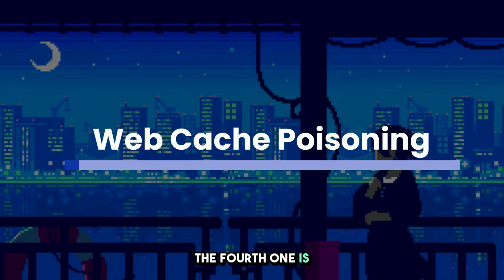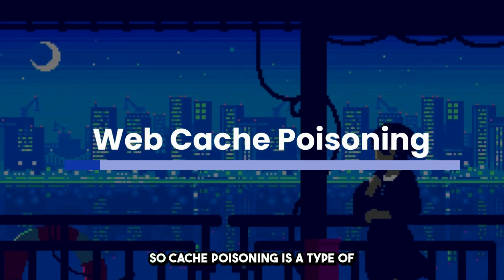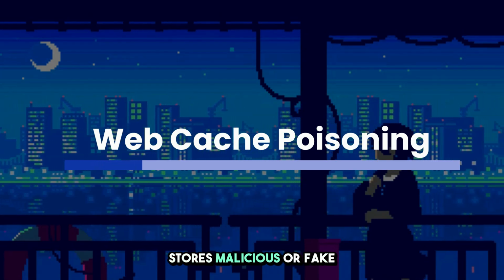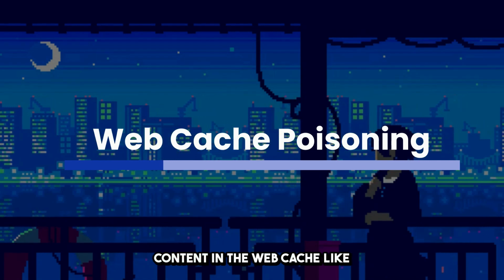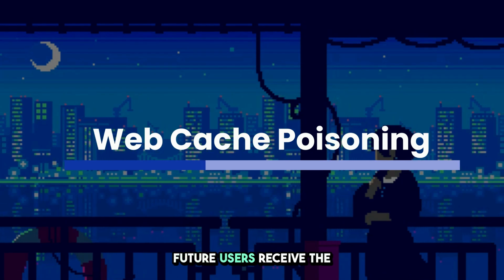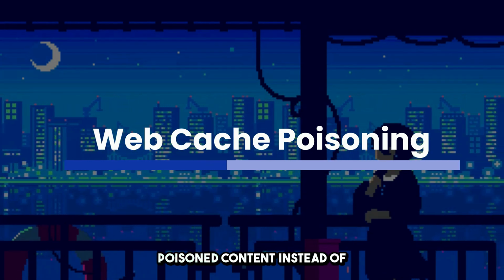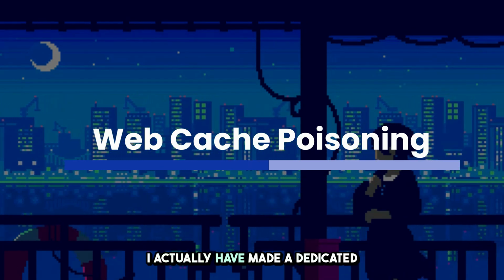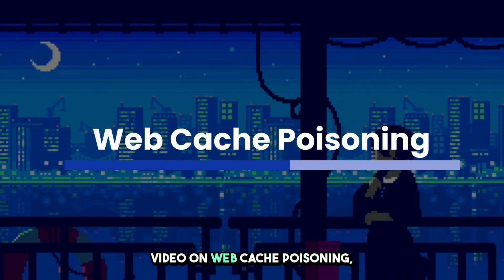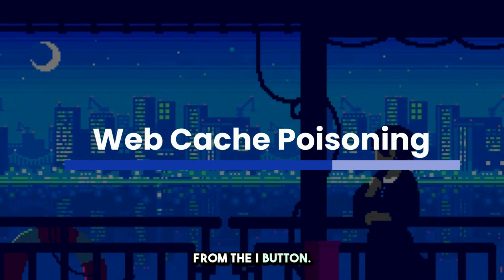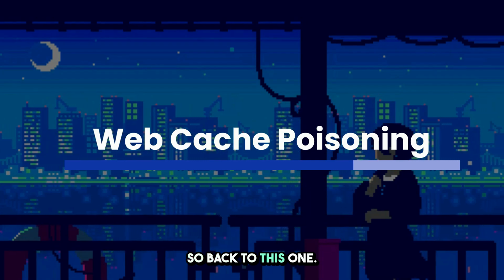The fourth one is web cache poisoning. Cache poisoning is a type of attack where an attacker stores malicious or fake content in the web cache, like a CDN or reverse proxy, so the future users receive the poisoned content instead of the legitimate one. I actually have made a dedicated video on web cache poisoning, so you can check that out from the I button. So back to this one.